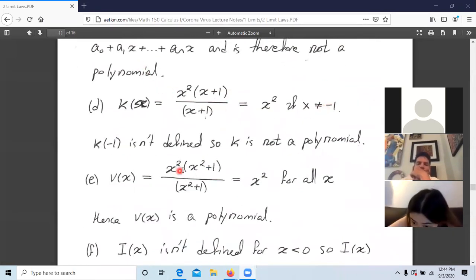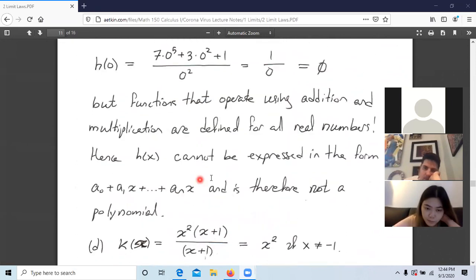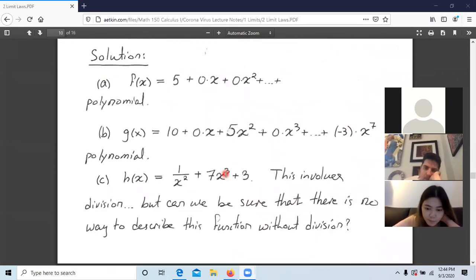So E, here it is, right? I can factor out x squared out of x squared plus 1, and I can always cross them out, and the answer is x squared, okay? So v of x is the same as x squared. I can do away with division. So even though I have division here, I can actually re-express the function in polynomial form. Understand? So just because something does not look like a polynomial does not make it not a polynomial. In this case, I can get rid of the division operation, and I can do everything with addition and multiplication.